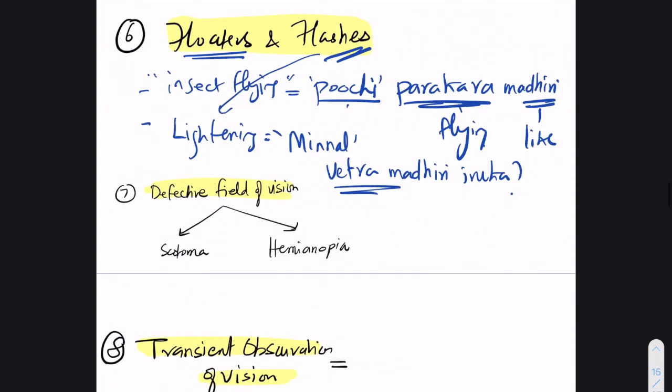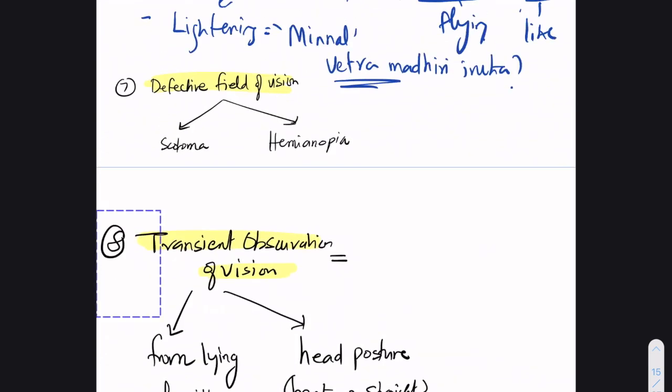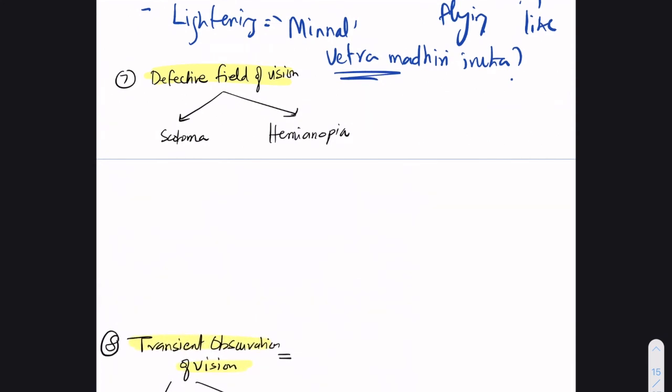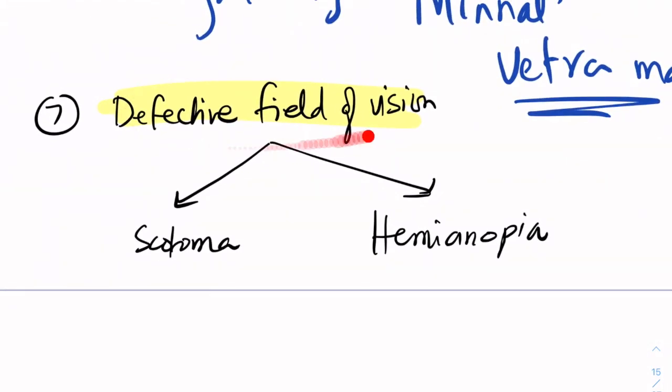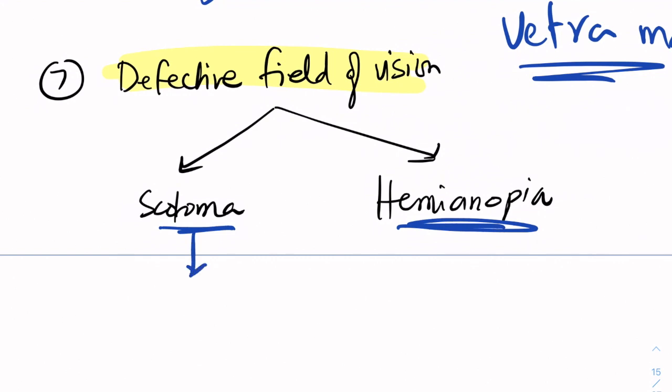Okay. Good. Now we have a couple more, not very commonly asked, but very, very important histories to be asked. One is defective field of vision. So how will you ask about defective field of vision? A defective field of vision can be either a hemianopia or scotomas. Most often patients with ARMD will present with scotoma.